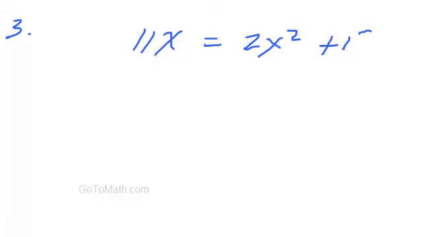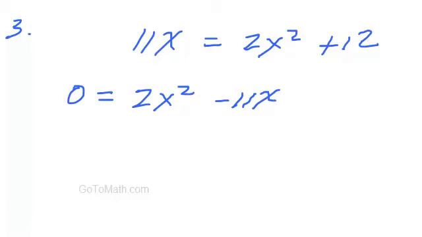Okay, we're moving right along. So this is 3. Looks like we have 11x is equal to 2x squared plus 12. So we want to get this in standard form. I'm going to take this 11x over to the right hand side. Minus 11x, we'll put it right there, plus 12.